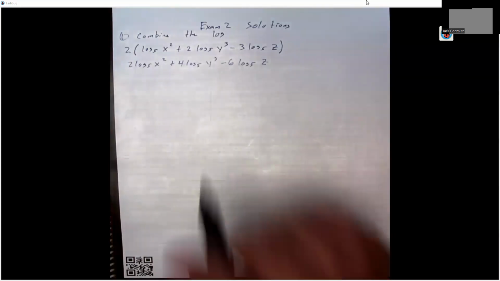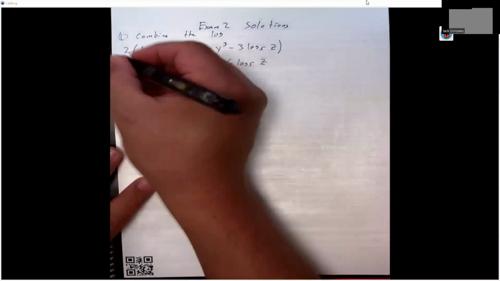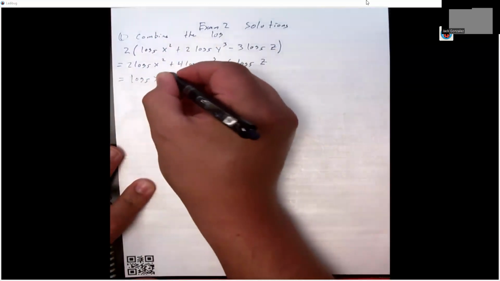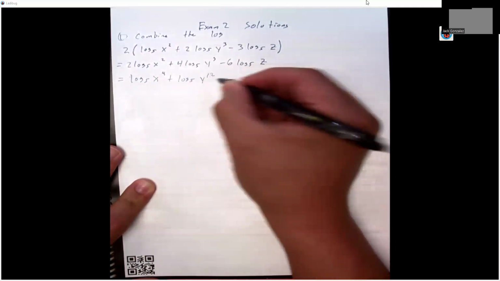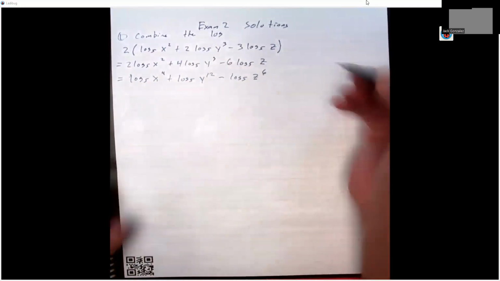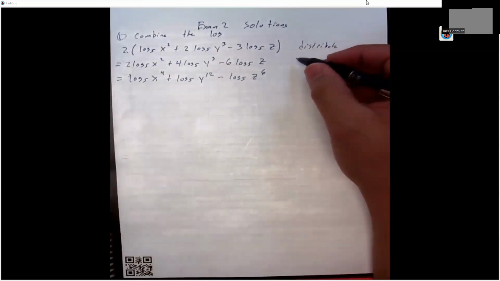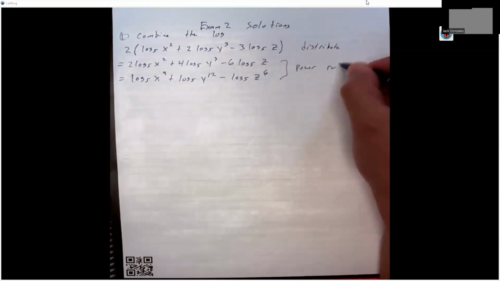Now bring up those powers, but when you bring them up, you have to multiply times whatever is already there. So this will be log 5 x to the 4th plus log 5 y to the 12 minus log 5 z to the 6. Any questions on that step? So here we distribute. From here to here was the power rule for logarithms.